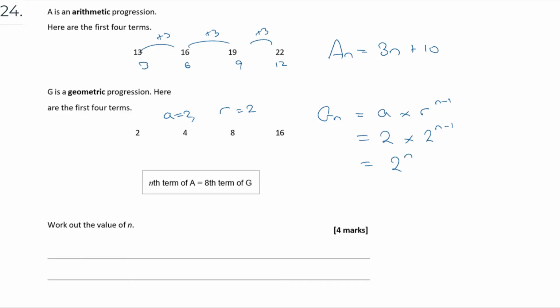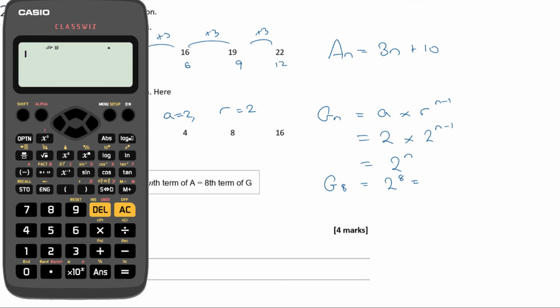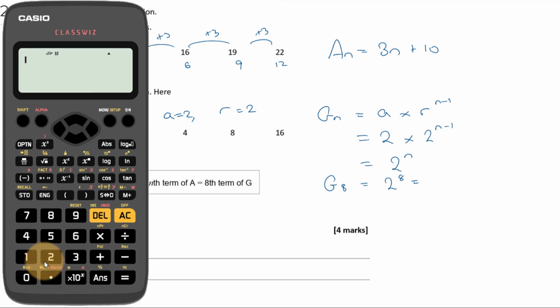Okay, so then the next part says the nth term of a is equal to the 8th term of g. So let's just find the 8th term of g. G8, that's going to be 2 times 2 to the power of 7, which is 2 to the power of 8. But anyway, that's 2 to the power of 8. What's that? I could do it on my hands, but hey ho, got a calculator. 2 to the power of 8, that's 256.